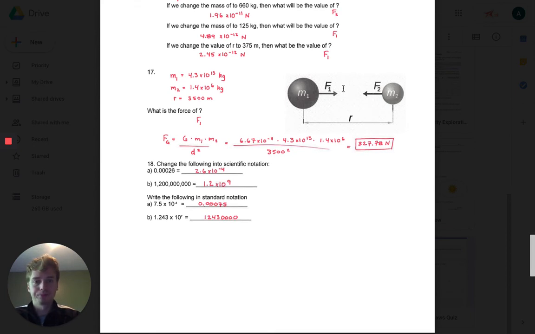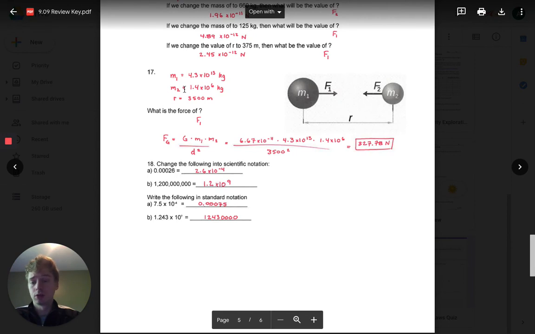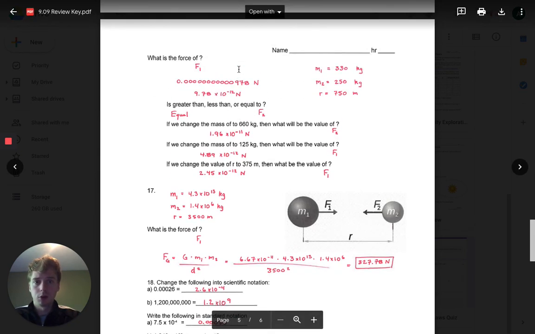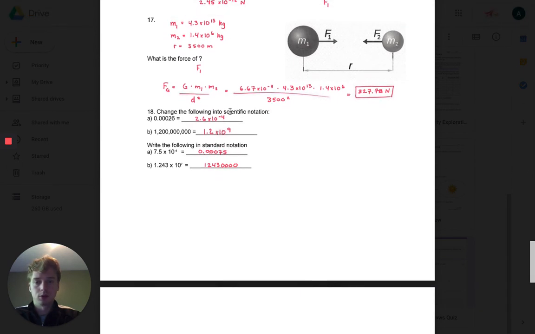Okay. So notice that you need incredibly big objects to get numbers that are actually somewhat big, right? If you have small objects, you're going to have very small forces of gravity.